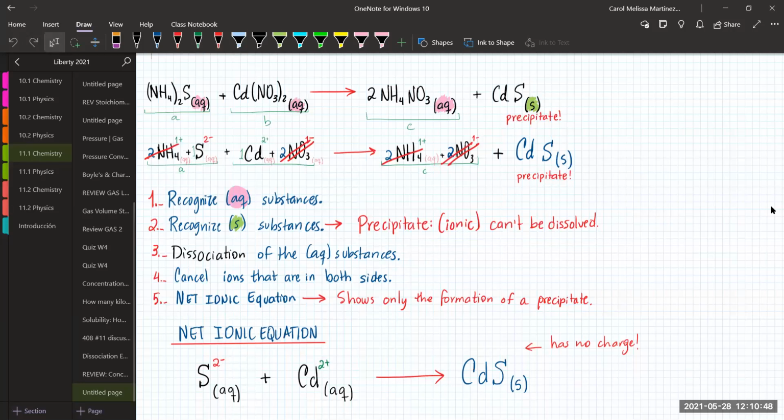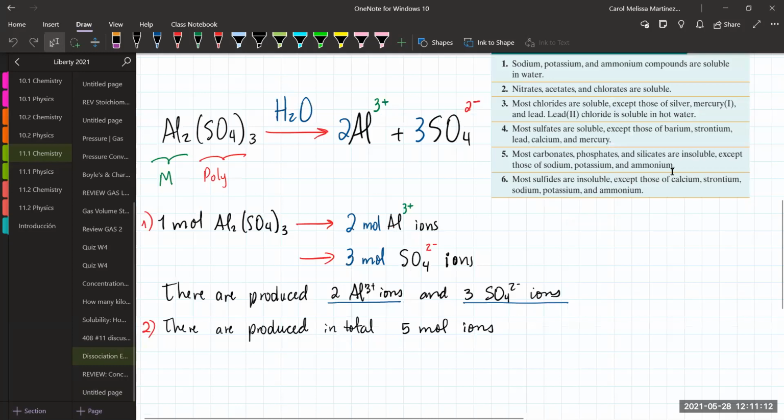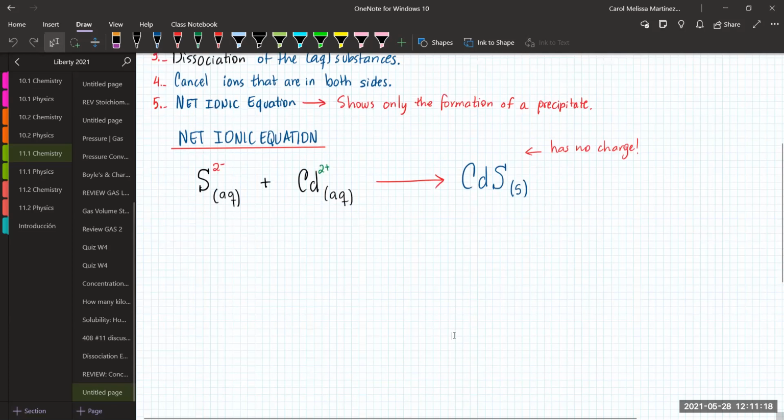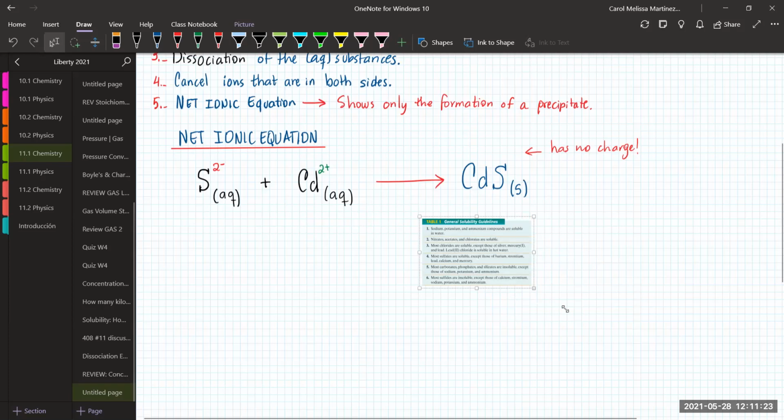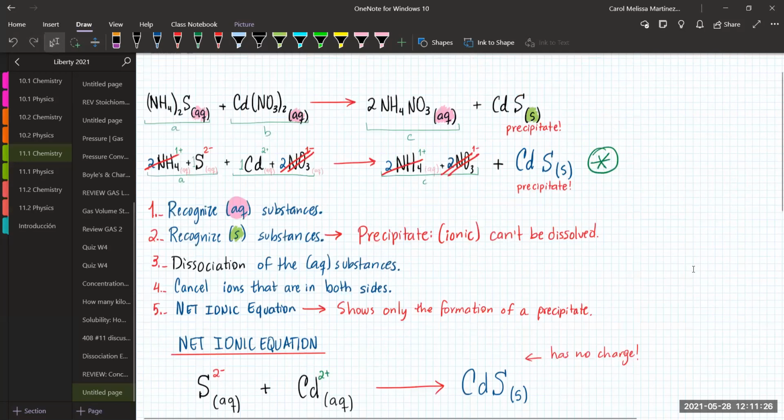From everything that I explained today, do you have any doubt in any of the steps? How we can identify the precipitate? Ah, that is the most important question. Thank you for asking me. I was hoping somebody asked for it. Take a look here. Remember this table that I gave you the other day? Now, how do we recognize the precipitate? Because here the problem gave you that cadmium sulfide was solid.